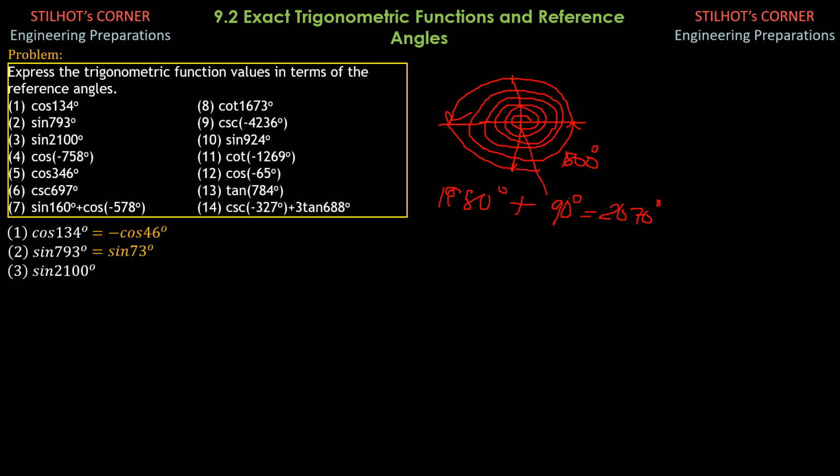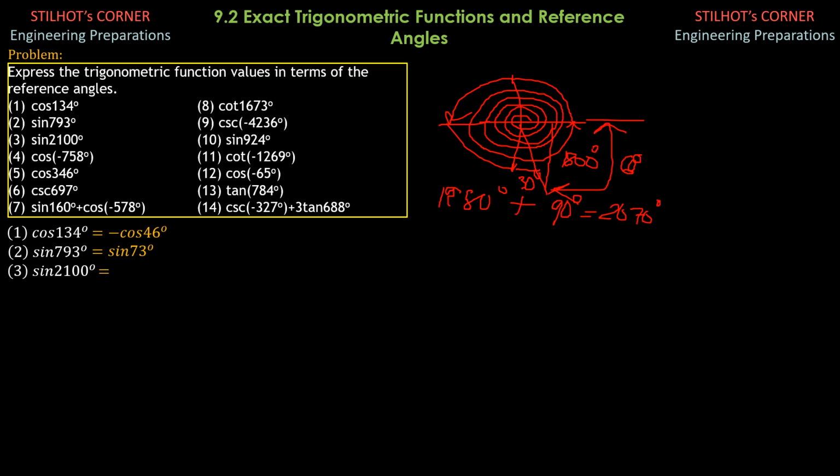So if this is 30 degrees, that means the reference angle is this angle here, the angle that the terminal side of the angle makes with the x-axis. So this is 60 degrees. And the terminal side of 2100 falls in the fourth quadrant. In the fourth quadrant, the sine function is negative. That's y over r. So negative, therefore this is equal to negative sine of the reference angle 60 degrees.